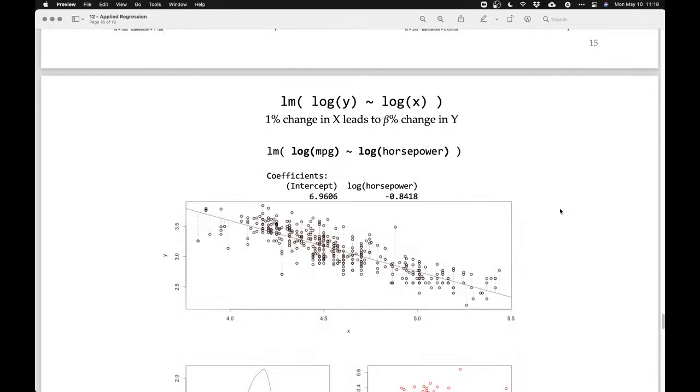There are other types of transformations, but I just want to show you the log transformation because it often does the trick and it has a very pleasing interpretation. It just means that one side or both are interpreted as percent change rather than one unit change. Okay?